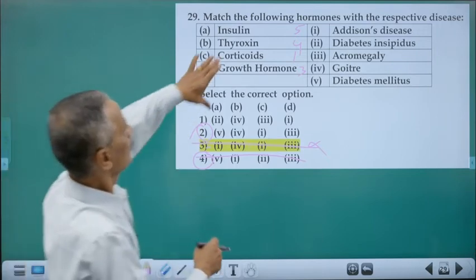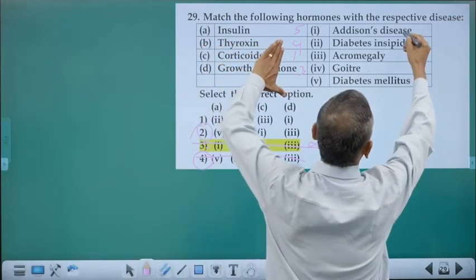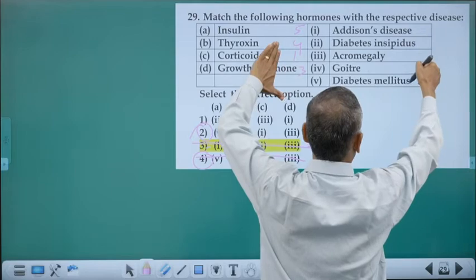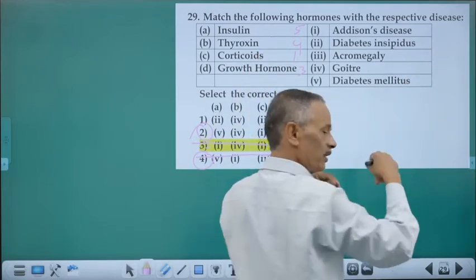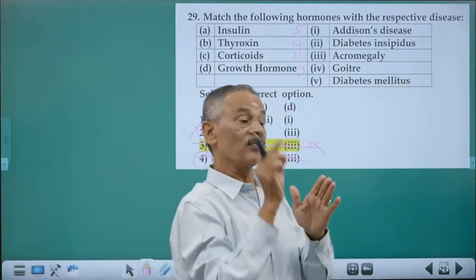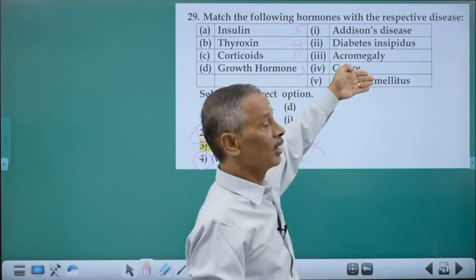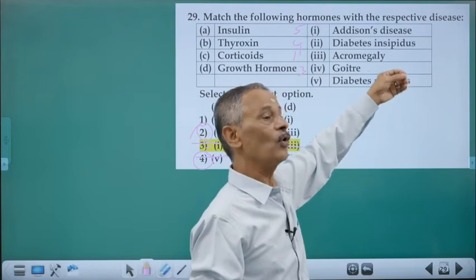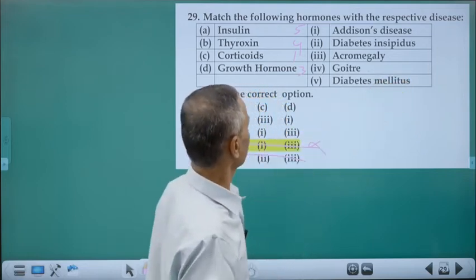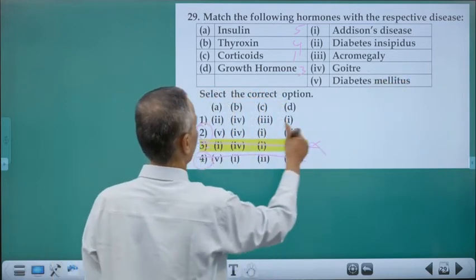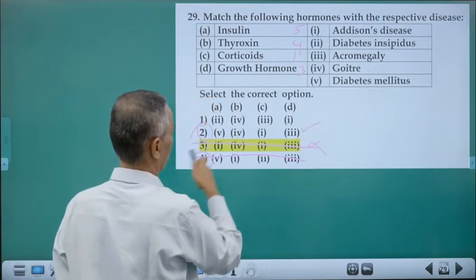Clear? Understand the difference between diabetes insipidus and mellitus. Insipidus is dilute urine going on because of the deficiency of ADH, and diabetes mellitus is because of a shortage or deficiency of insulin. So the answer is the second one, not this one.